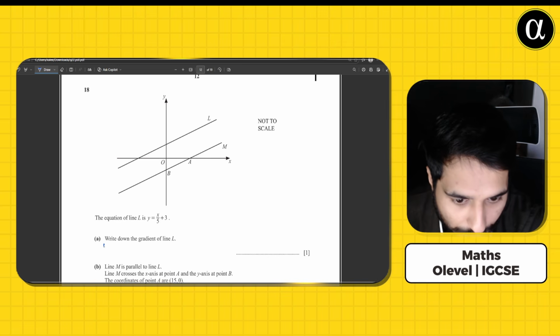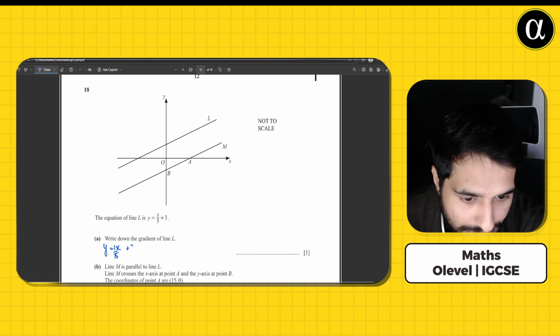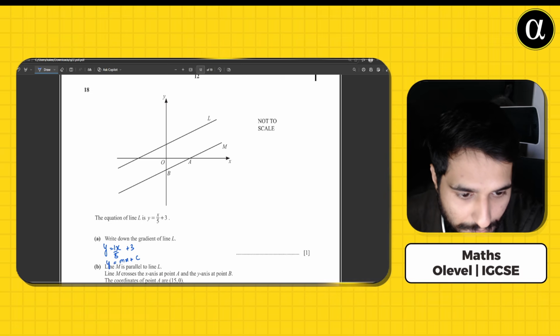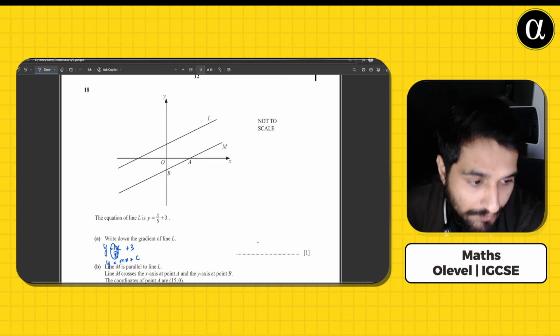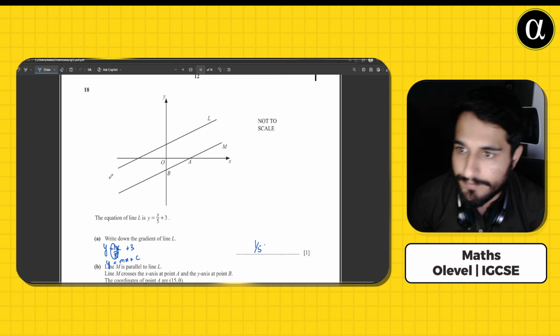Let's compare it with y equals mx plus c. So, y equals x times 1/5 plus 3. When you compare it with y equals mx plus c, you know the gradient is going to be 1 over 5. So, the gradient is going to be 1 over 5 for this case.